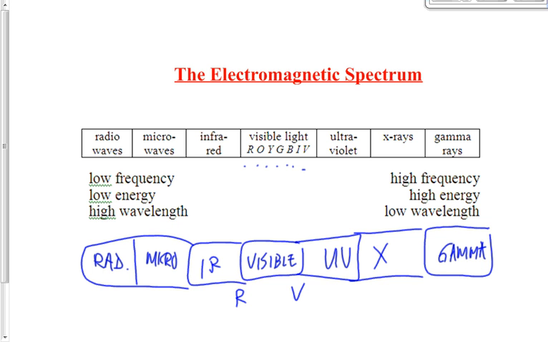Notice what I've written in here. We're going to rank these in terms of frequency, in terms of wavelength, and in terms of energy. Radio waves have the lowest frequency. They have the lowest energy, but they have the highest wavelength. So as you go from left to right, energy and frequency go up, and wavelength goes down, from high to low wavelength.